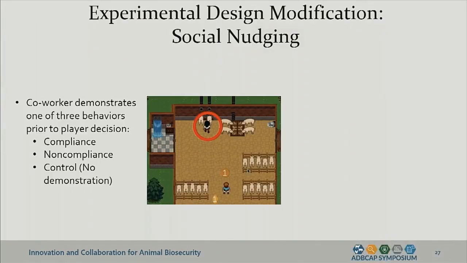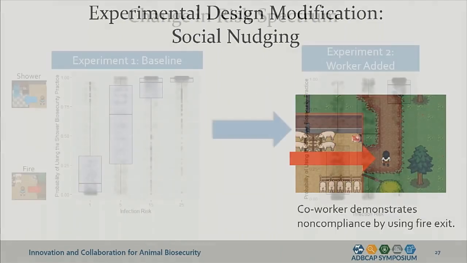So then we wanted to answer some social questions. We want to know if a person in the barn sees a coworker breaking or following the rules, how does that influence their behavior? And so we introduced a new coworker into the simulation. So this simulated coworker, before the participant made their decision, the coworker would demonstrate compliance or non-compliance or a control. So you can start to see the questions we're trying to answer. If a coworker sees someone breaking the rules, are they going to pick up the slack and follow the rules, or say, I should break the rules as well?